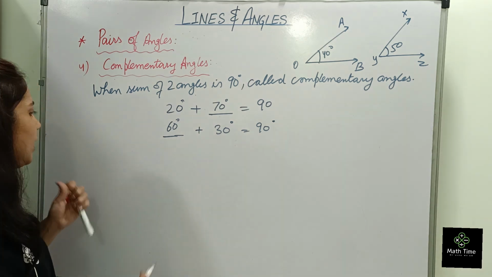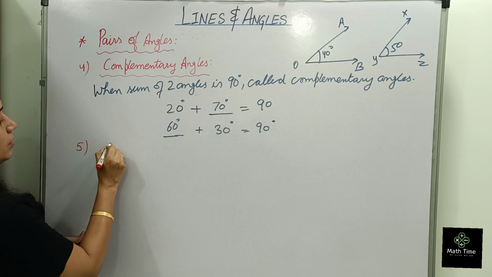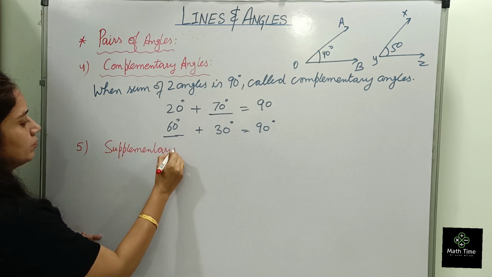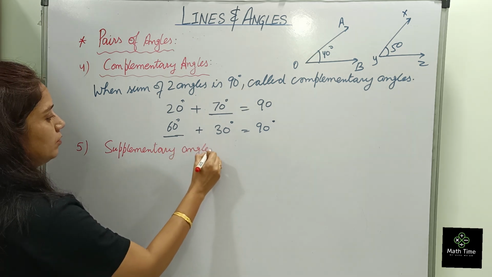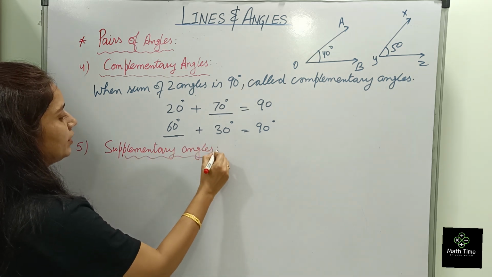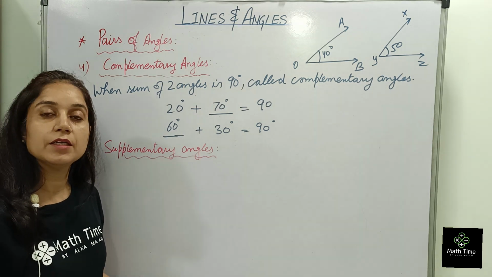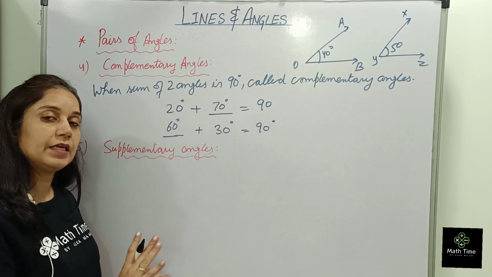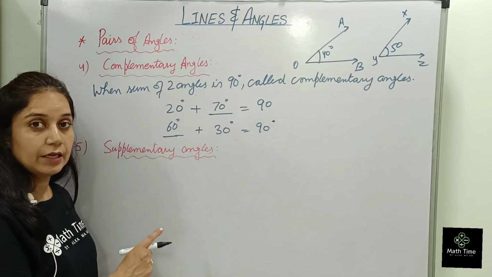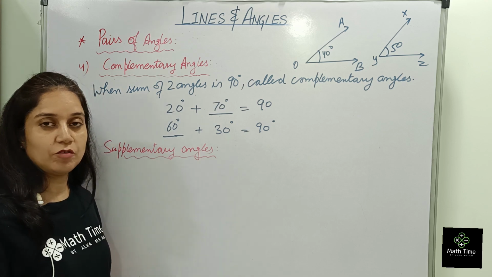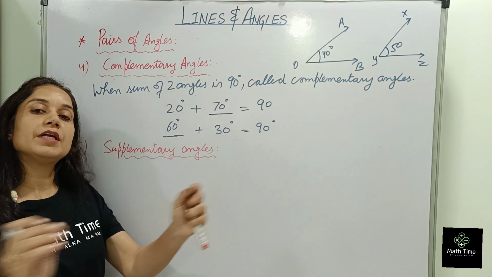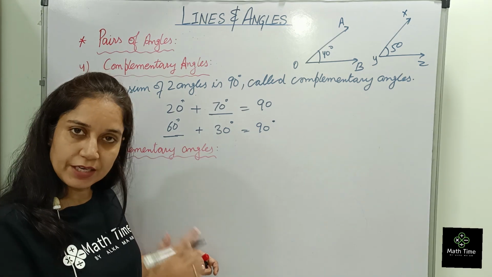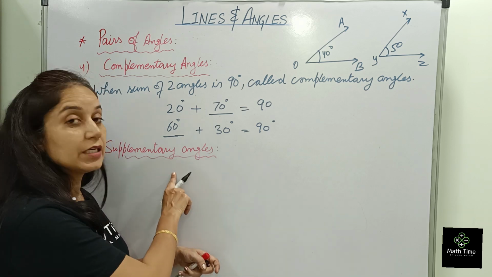Next, our fifth type of angles are supplementary angles. The way we had complementary, let us do the same. What are supplementary angles? When the sum of two angles is 180 degree, then they are said to be supplementary angles. Again, it is not necessary that they should have a common vertex or common arm. If on a common vertex and common arm the sum comes to 180 degree, then it will be termed as linear pair, right? We already have linear pair for the straight line. Now they are separate angles.